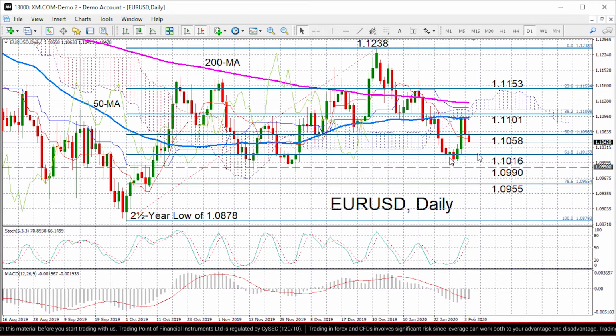To the downside, though, if we do see prices continuing to drift lower, support should come at the 61.8% Fibonacci at 1.1016. Slightly below that is that important support around 1.0990. We can see that was the low from January, and also a couple of times in November last year. Breaking below that, we could see euro dollar heading towards 1.0955, the 78.6% Fibonacci, before it heads towards the 2.5-year low 1.0878 from October of last year.